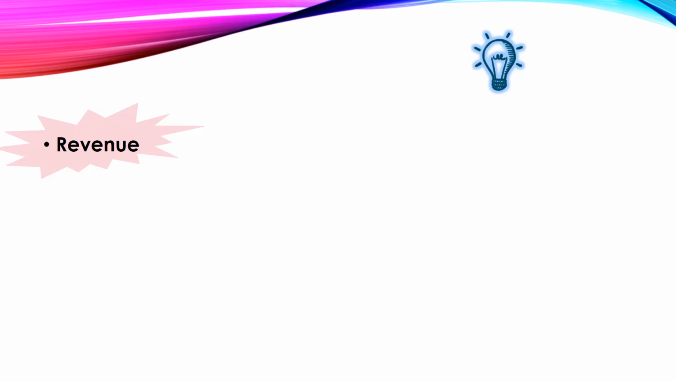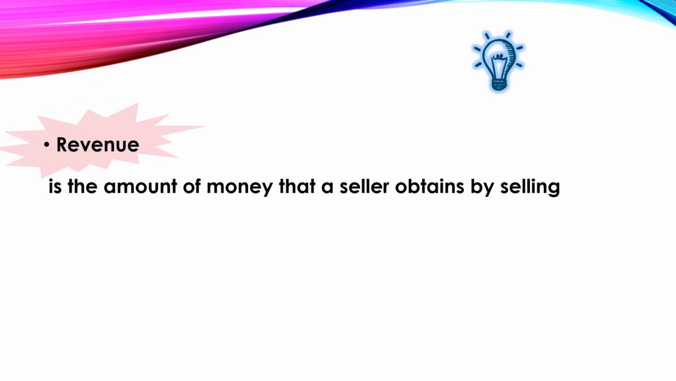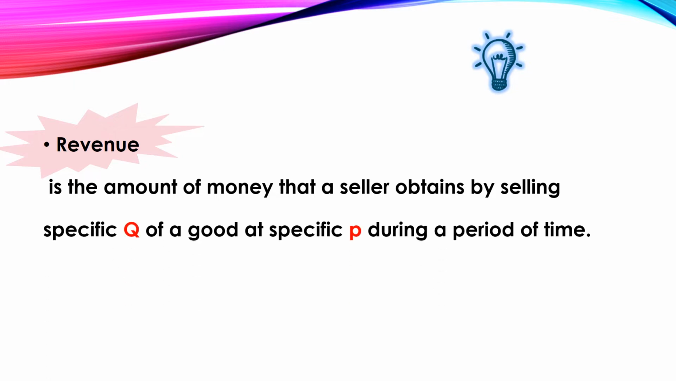What is the meaning of revenue? It's the amount of money that a seller obtains by selling a specific quantity of a good at a specific price during a period of time. Revenue R equals price P multiplied by quantity Q.